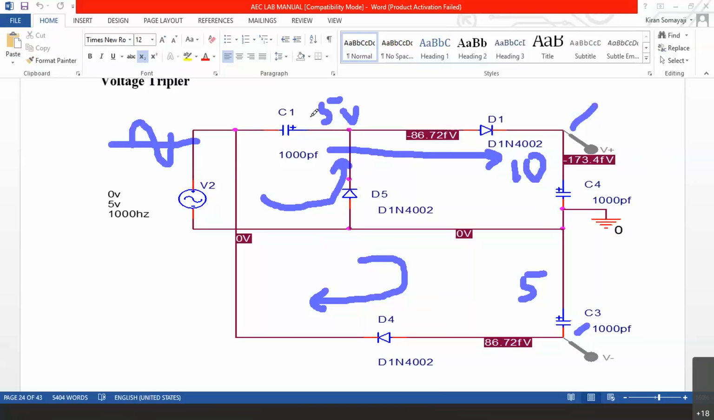Because C1 retains 5 volts because of D5. And when D1 conducts along with the AC plus 5, there will be C1's charge plus 5. Total it will become 10 volts. So C4's upper plate is charged to 10 volts. But C4's bottom plate is connected to C3. C3 is also charged to 5 volts during the negative cycle. So due to which totally we have 15 volts.